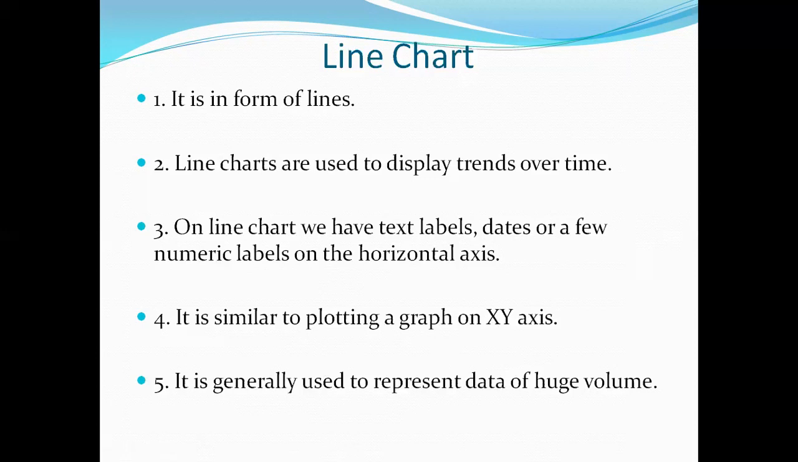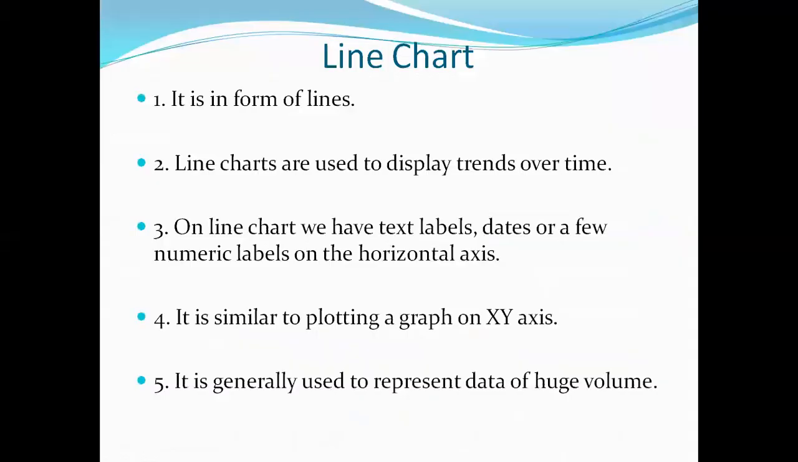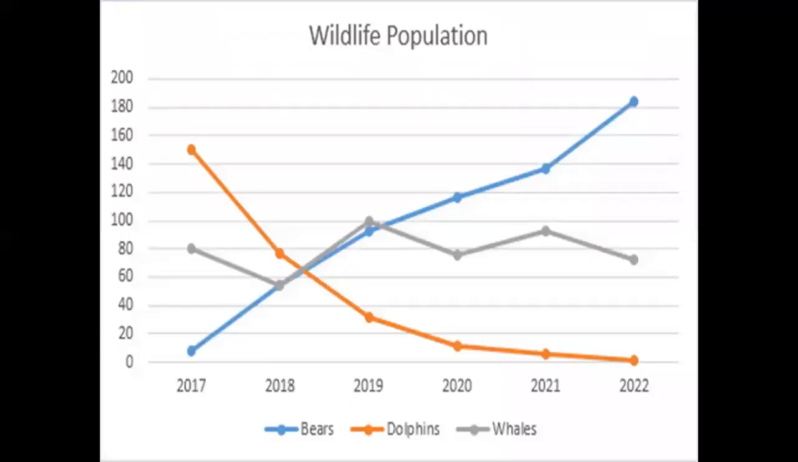It is generally used to represent high volume data. Here, to show you the example, I have taken only 45, 76, 88 figures, but you can think that if I'm talking about a Lenovo, HP or Dell laptop, how much sales take place in one month, it is in thousands and lakhs. So if I want to represent a large data volume, a line chart is a better option. Just remember this. Now see this wildlife population. It may go in lakhs and crores. At that time we can use such type of lines.